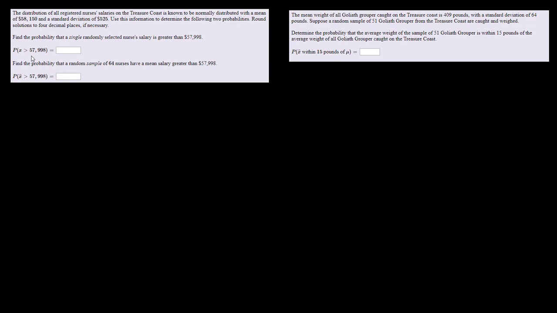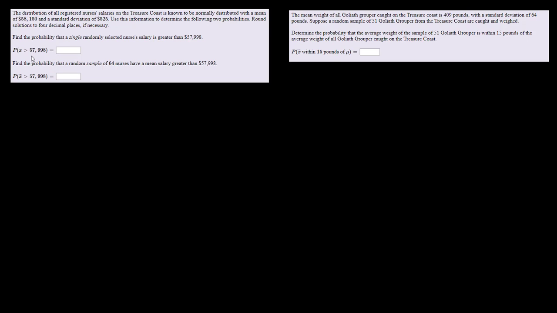It says the distribution of all registered nurses' salaries on the Treasure Coast is known to be normally distributed with a mean of $58,150 and a standard deviation of $525. Use this information to determine the following two probabilities. Round your solutions to 4 decimal places if necessary. Now, the first question says, find the probability that a single randomly selected nurse's salary is greater than $57,998.